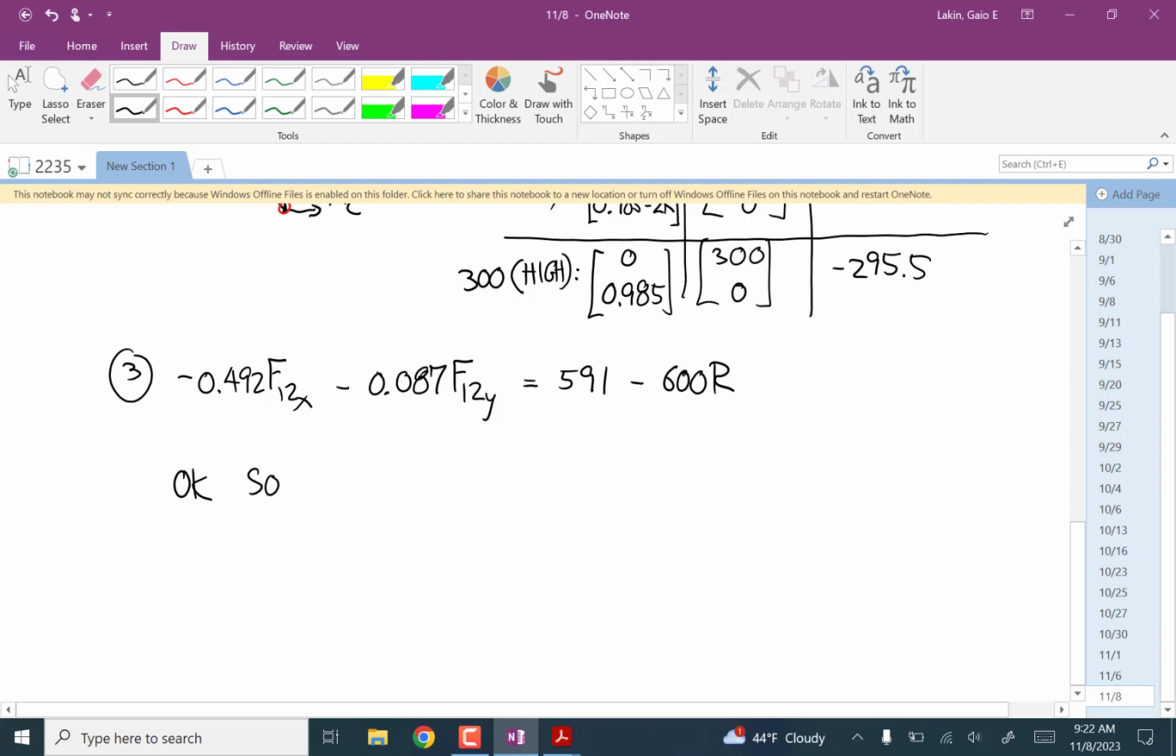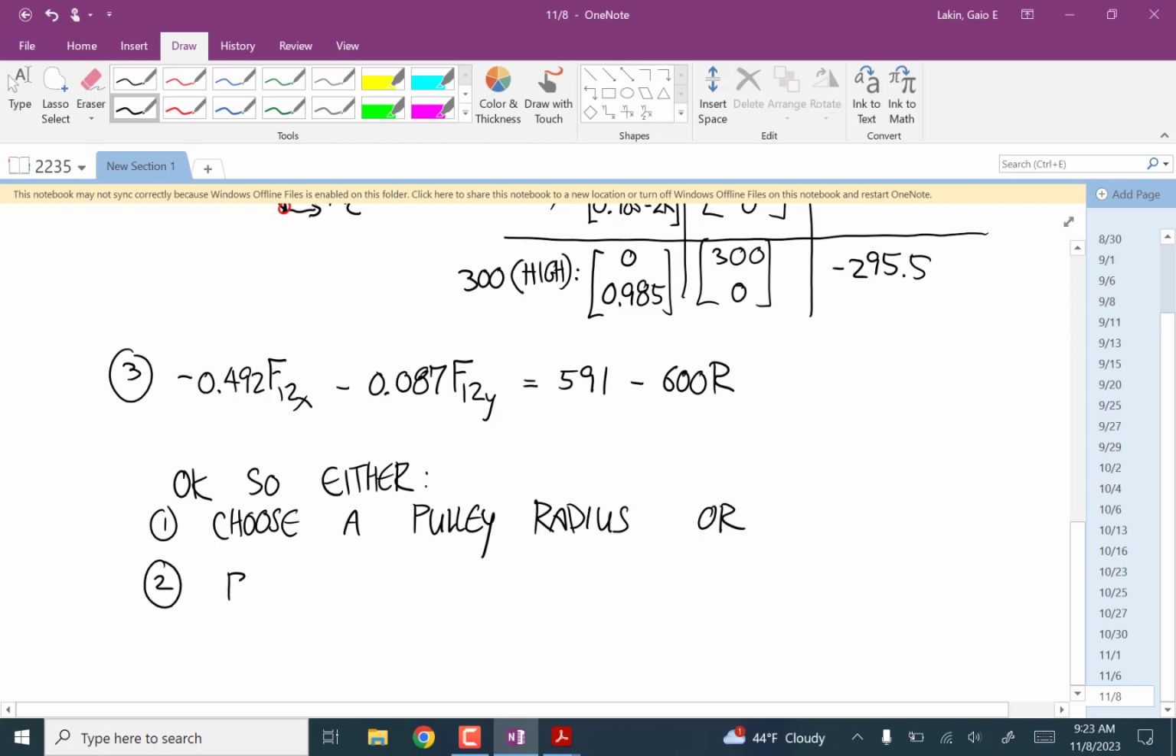Okay, so either choose a pulley radius, or put the center, the pin of the pulley, at the top.